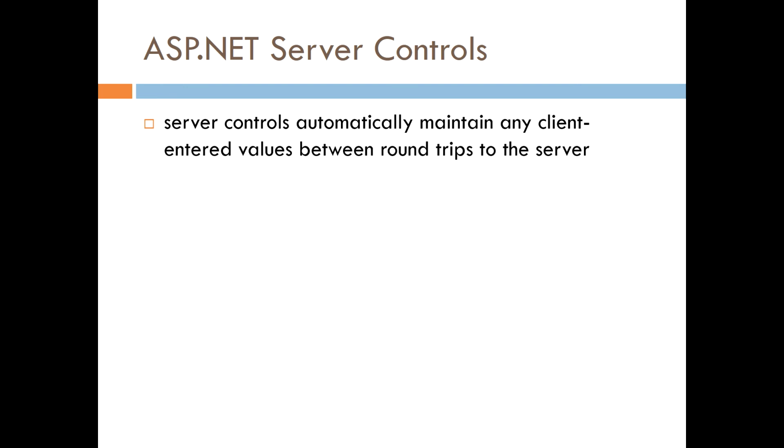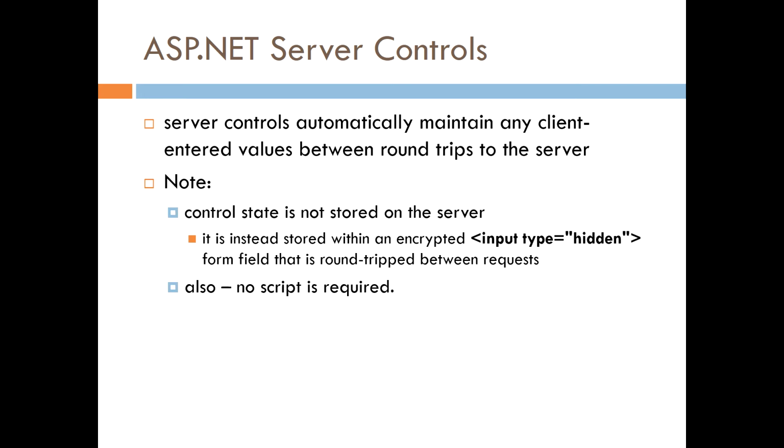So they automatically maintain client-entered values between round trips to the server. Now we saw that I could type into that text box. Mind you, I'll have to change the code while I'm replacing it so it can maintain the value between round trips to the server. And control state isn't stored on the server, because the more burden you put on the server, the fewer simultaneous users you can support. That's important in web development. You want to be able to scale up, right?